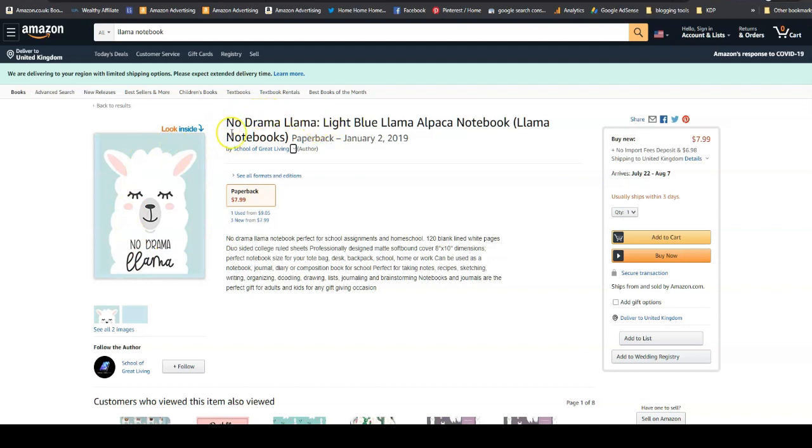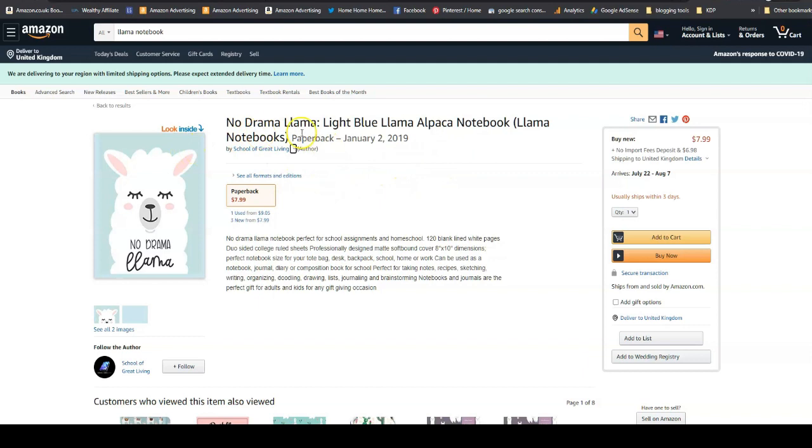Now, does that include keywords? Yes, it does. It includes llama. Llama is a keyword that, because llamas are very popular at the moment as a design, people are looking up llamas. So there's one keyword for you. The no drama has really no relevance. That is just the name of the book. But then what they've done is they added a subtitle, which is light blue llama alpaca notebook, and then in brackets Llama notebooks.